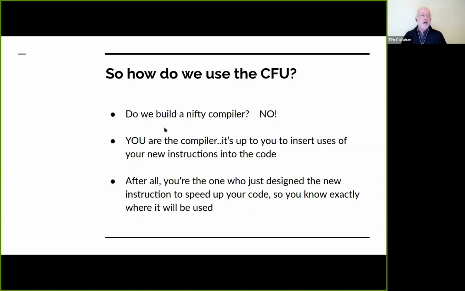So how do we use it? You might think, okay, well, the next step is you build a complex compiler that knows how to use these new instructions that we've added. Well, not in our case. In this case, you are the compiler. You're going to add the new instructions and you're going to use them. So it's up to you to insert uses of your new instructions into the code, specifically into the TensorFlow Lite Micro kernel code. After all, you're the one who just designed this new instruction to speed it up, so you know exactly where you intend to use it.